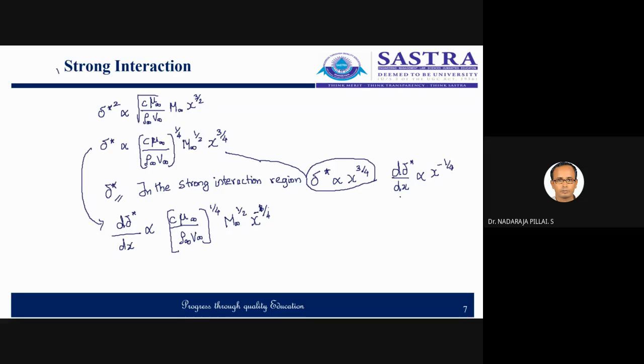If we combine the equation for Pe by P infinity and d del star by dx, then it leads to Pe by P infinity, which is proportional to x power minus 1 by 2. So this is our result. We can say that for a strong interaction, the variation of induced pressure is an inverse square root variation.